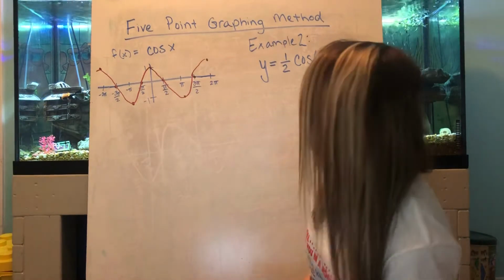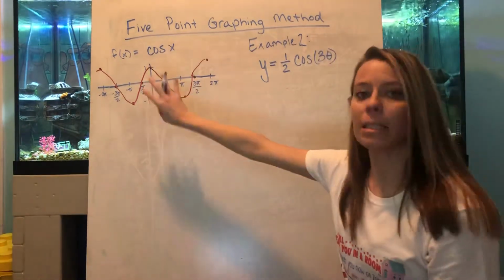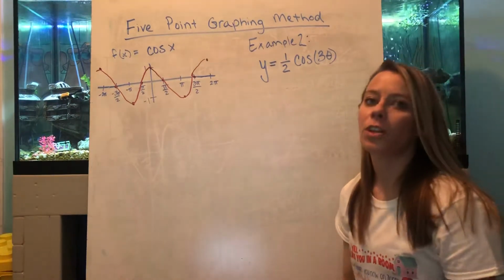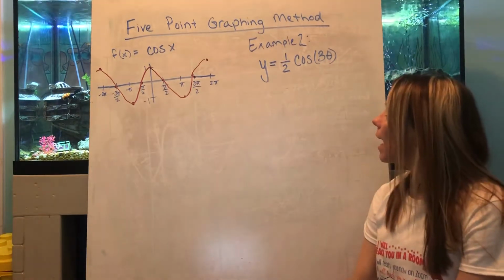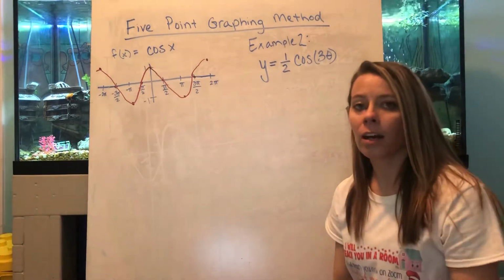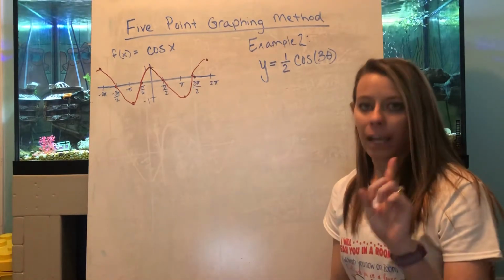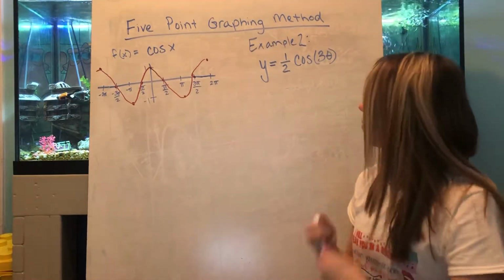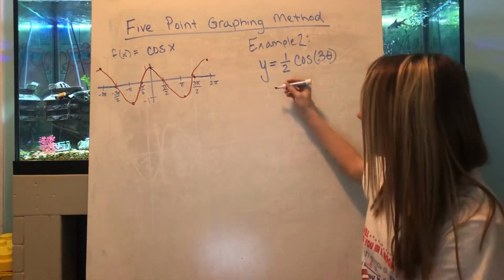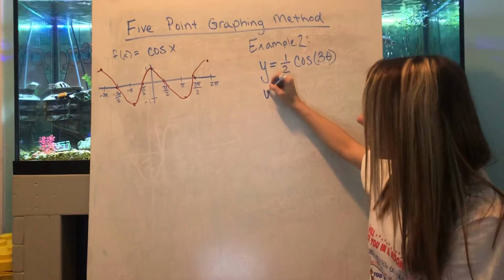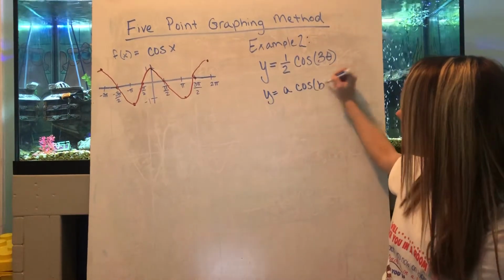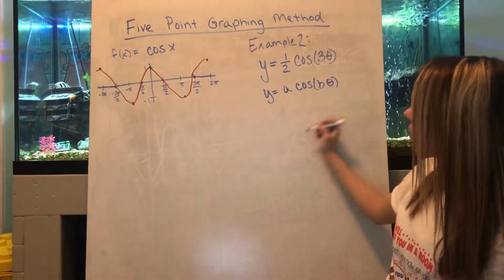So we're going to go over here and we're going to use this parent function in the 5 points to graph this example too. So y equals 1/2 cosine of 3 theta. Remember, we need to identify the amplitude and the period. So I'll rewrite our format. It's y equals a cosine b theta.